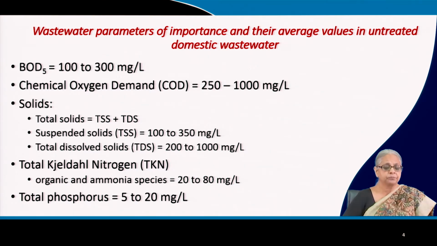Then we come to another parameter, and that is called total Kjeldahl nitrogen, and that is a measure of the organic and ammonia species which contain nitrogen. So organic nitrogen and ammonia nitrogen can be measured using the TKN method, and this nitrogen is around 20 to 80 milligrams per liter in sewage, and then total phosphorus ranges from 5 to 20 milligrams per liter.